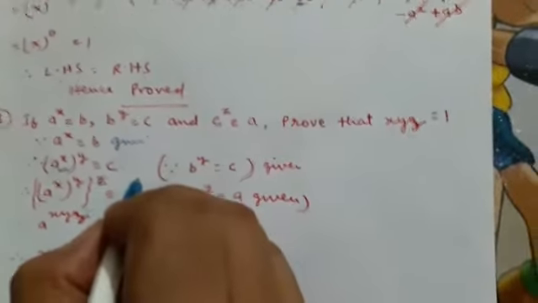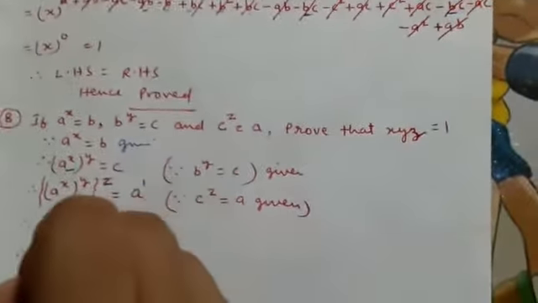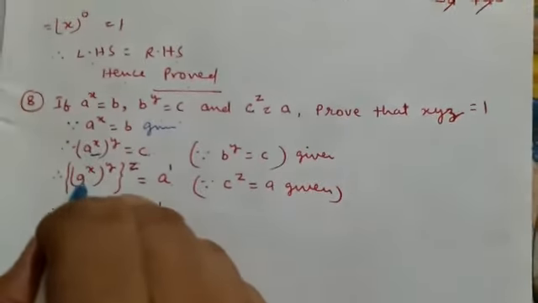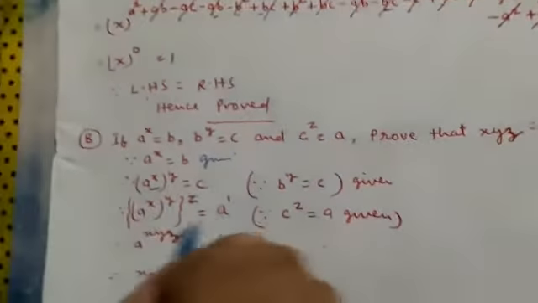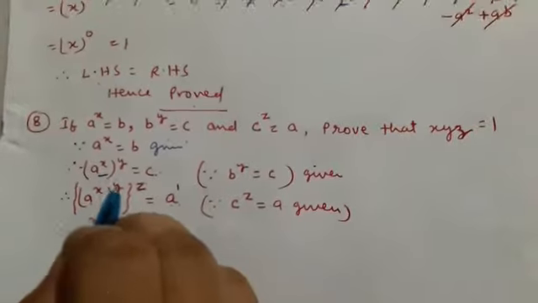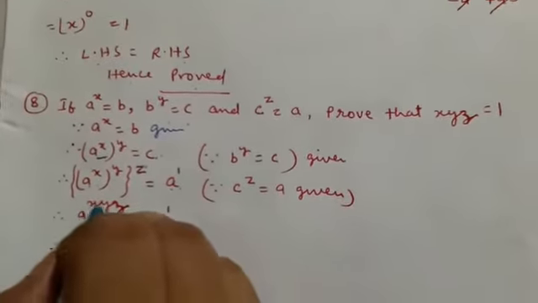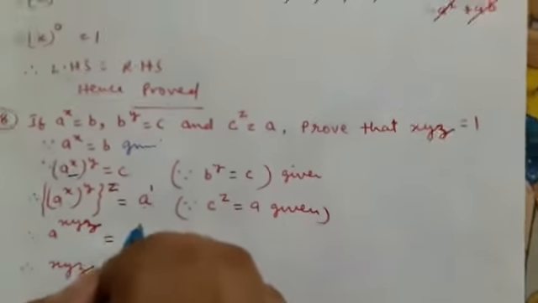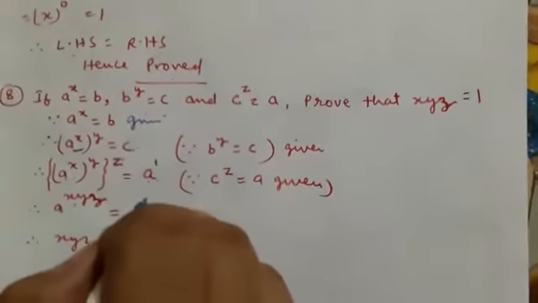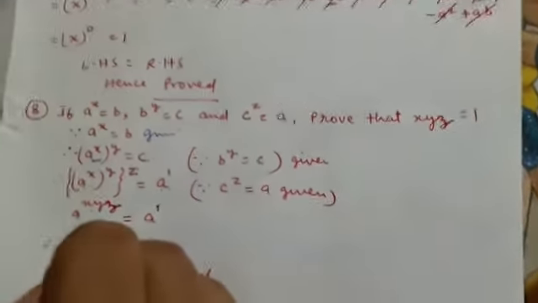a means what is its power? There is no power, means 1. 1 is hidden here. Their bases are same, so their powers will also be same. So we will multiply all their powers. a power xyz is equal to a power 1. Their bases are same, so their powers will also be same. Therefore xyz is equal to 1. Hence it is proved.